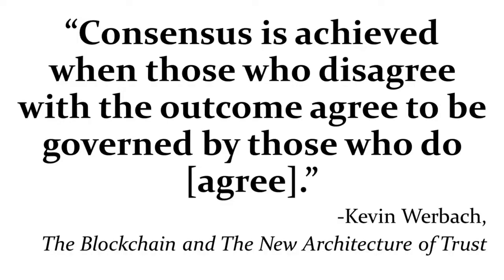So what are some of the properties of consensus? Like, how do you know you've reached one? In this book, Kevin Werbach makes an interesting point about consensus. He says, consensus is achieved when those who disagree with the outcome agree to be governed by those who do. In which case, you have to ask yourself, what exactly does it look like to disagree with a blockchain consensus? Well, blockchain agreements and disagreements generally have to do with validity.